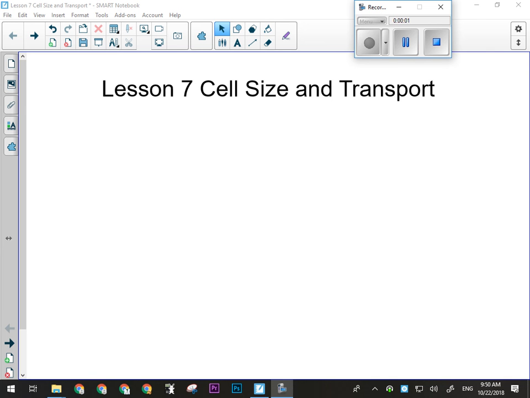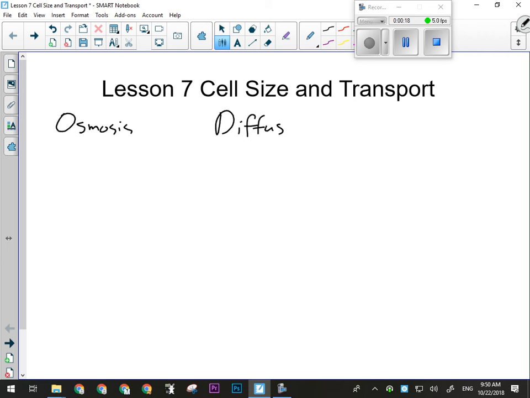So tomorrow's activity is going to be on cell size and transport. Now, we talked about three methods of cellular transport. We called them the big three. The big three were osmosis, diffusion, and active transport. Those were the big three.